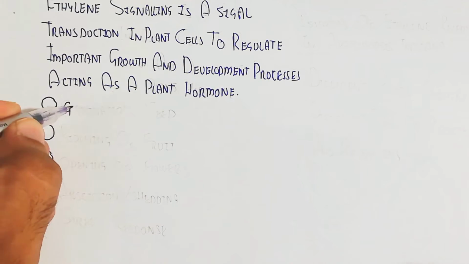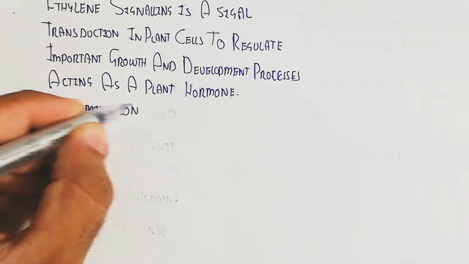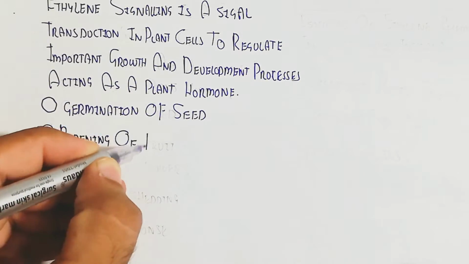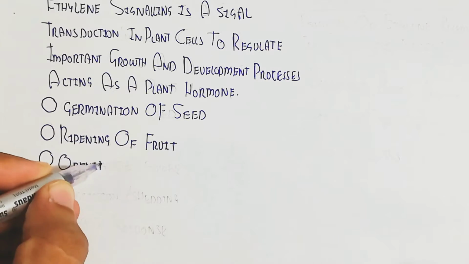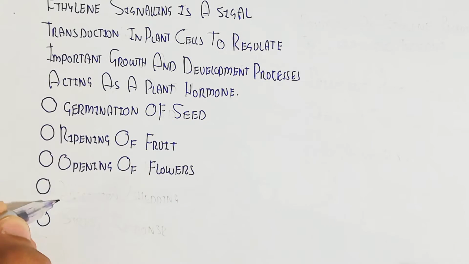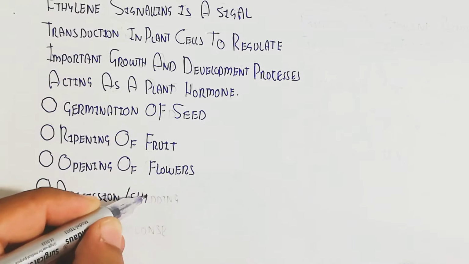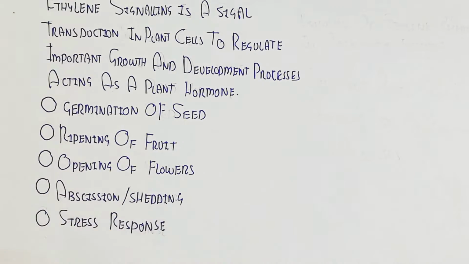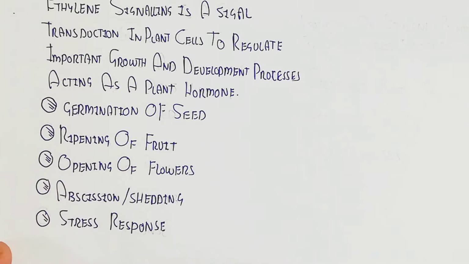It means growth will be decreased while ripening will be triggered. So smaller fruit can also ripen. Also opening of flowers, abscission and shedding, and stress response. All of this is due to the presence of ethylene.